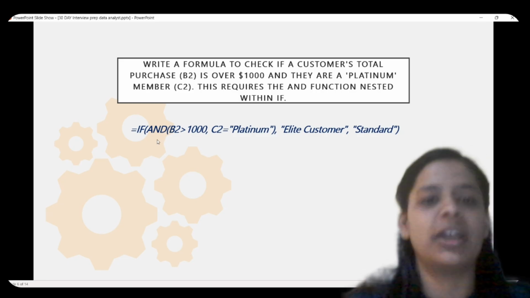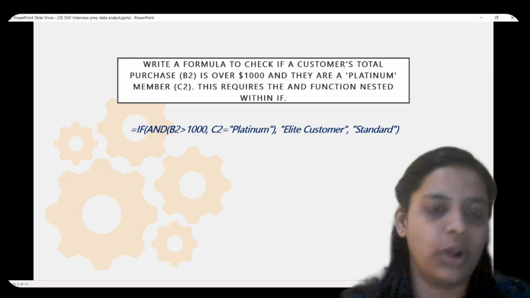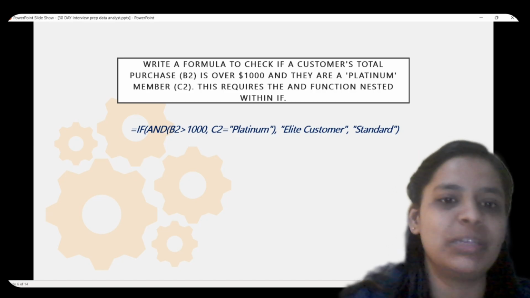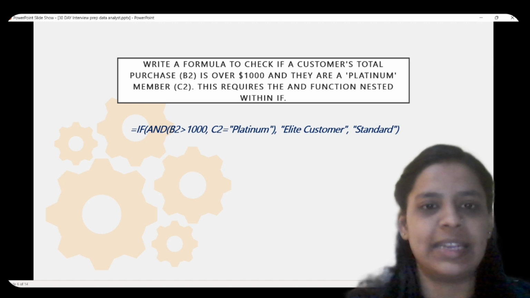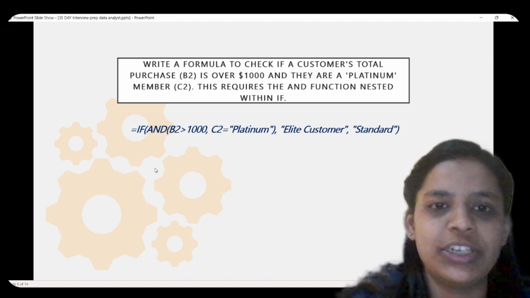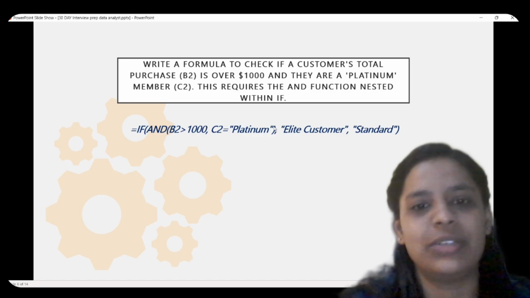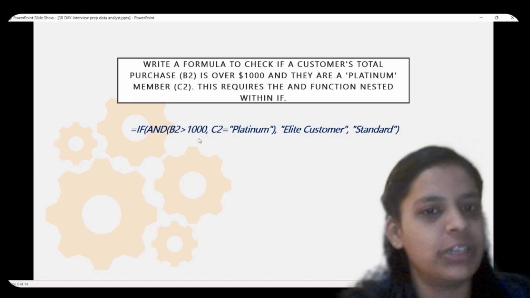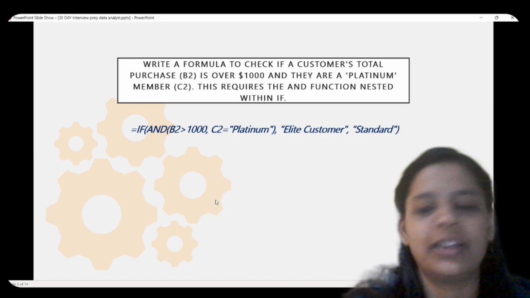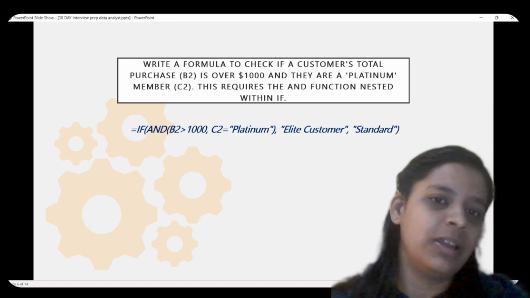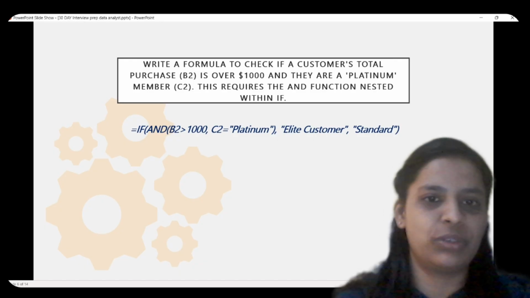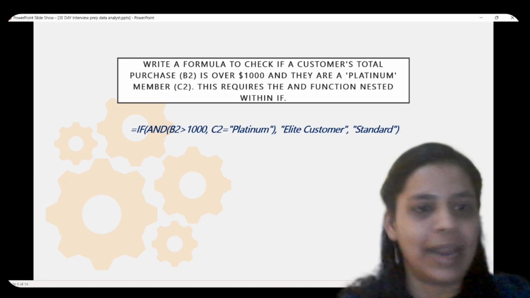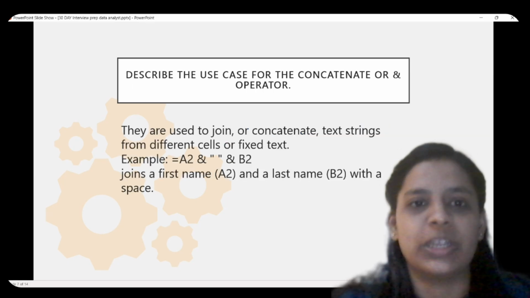I hope you are already aware of the AND and NOT operators. If not, please learn about those functions. The AND function returns true only when both statements are true. So if B2 is greater than 1,000 and C2 equals platinum, and both conditions are true, then only will the IF function return true. That's how we can write a formula to check if the customer's total purchase is over $1,000 and they are a platinum member. So that is one of the questions.